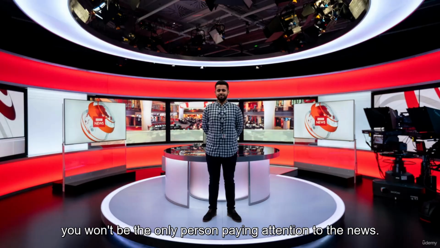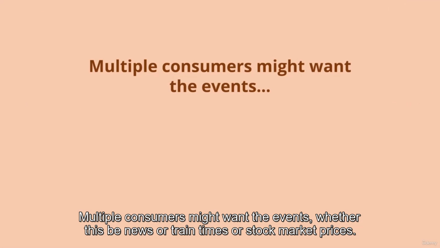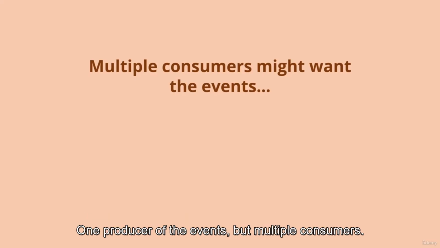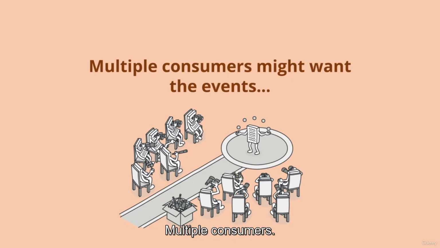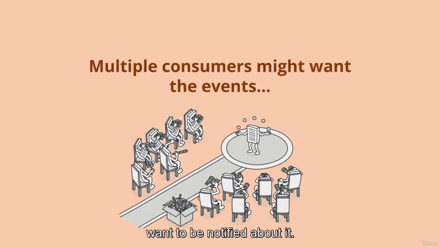And you won't be the only person paying attention to the news. It's not just for you. Multiple consumers might want the events, whether this be news or train times or stock market prices. So there's one source of the event, be that the news agency or the train station or the website with the stock market prices, one producer of the events, but multiple consumers. You can see in this silly drawing, one producer of the events, and then multiple people interested in the events, multiple consumers. And whenever new events happen, all of those consumers, all of those people interested in the events, want to be notified about it.